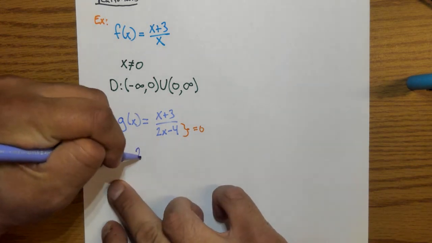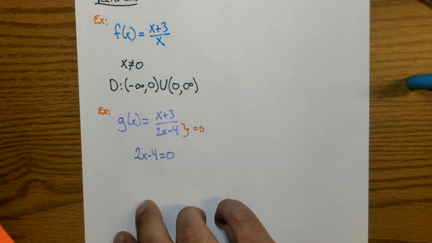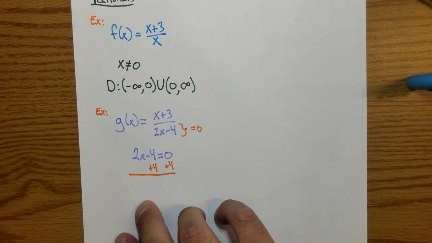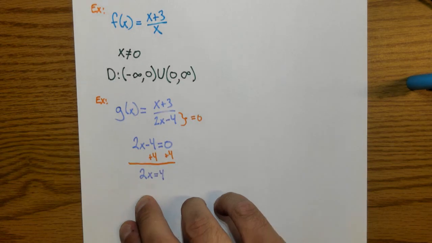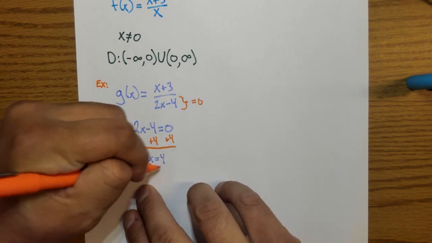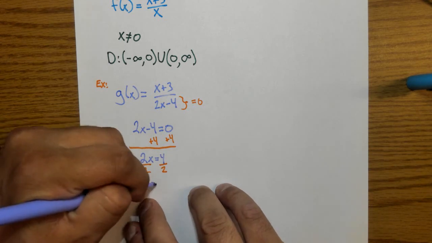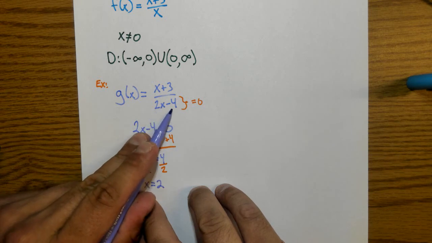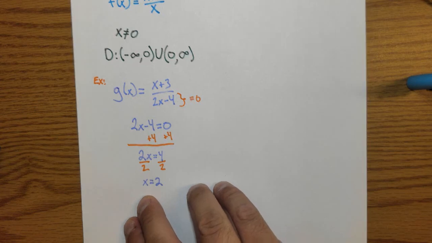So 2x minus 4 equals 0. Just some algebra here. Add 4 to both sides. We get 2x is equal to 4. And then divide both sides by 2. So that'll give us x equals 2. So notice if I plug in 2, 2 times 2 is 4, minus 4 is 0. That is my problem number right there. That is the number I can't plug in, because it'll give me a 0 in the denominator.